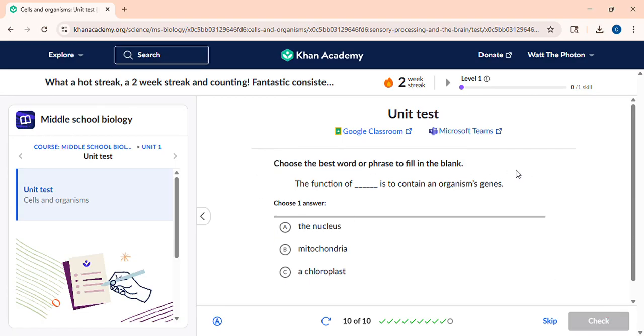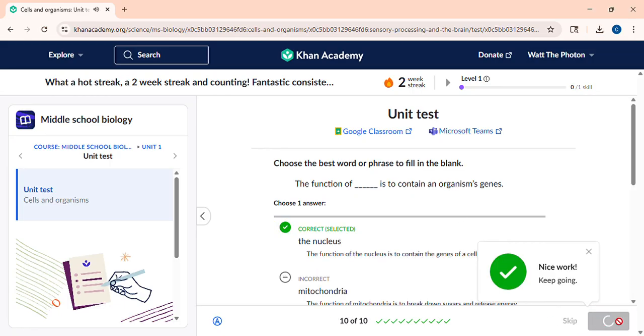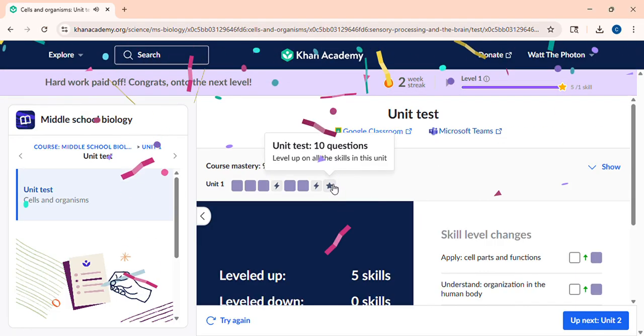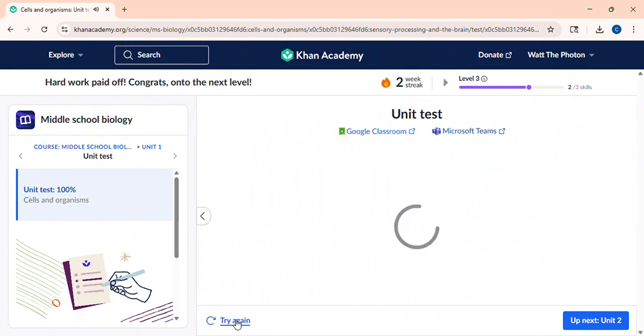Choose the best word or phrase to fill in the blank. The function of a nucleus is to contain the organism's genes. And we are so good. Let's try it again.